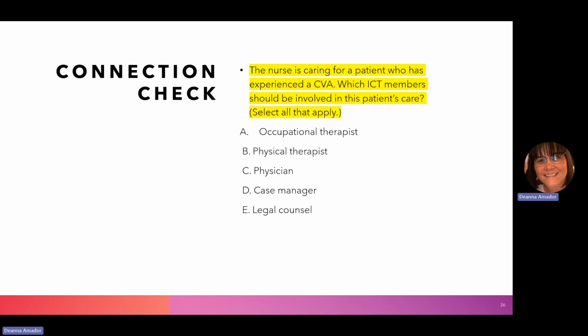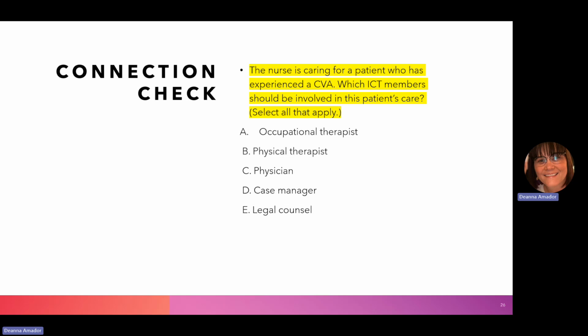So next question, the nurse is caring for a patient who has experienced a CVA. Which ICT members should be involved in this patient's care? So that's why we went over all of this. You should be able to recognize which interdisciplinary care team members would be appropriate for a patient that's experienced a CVA.